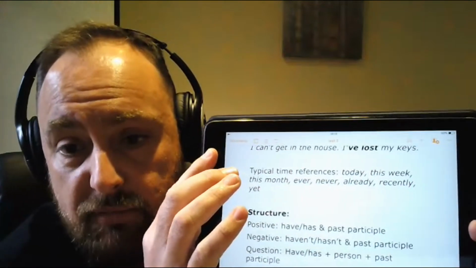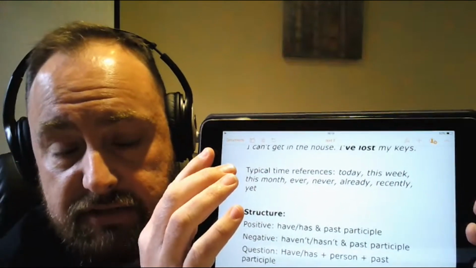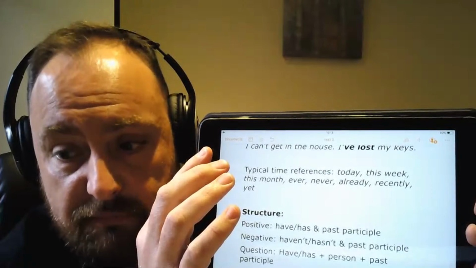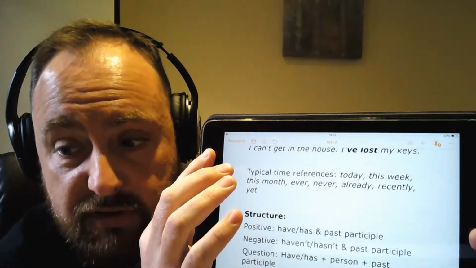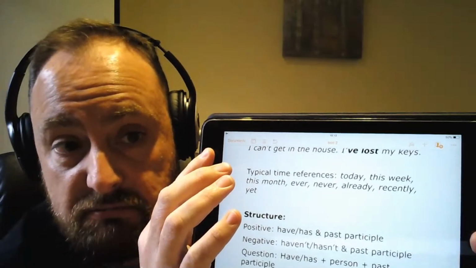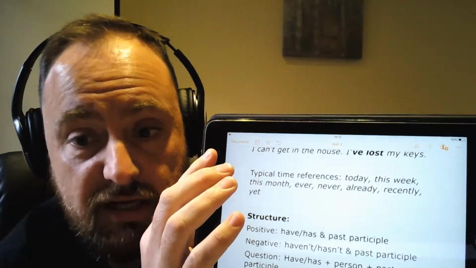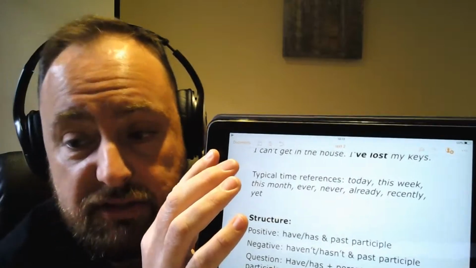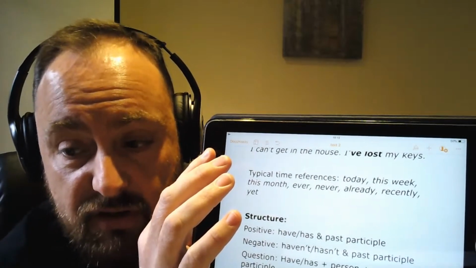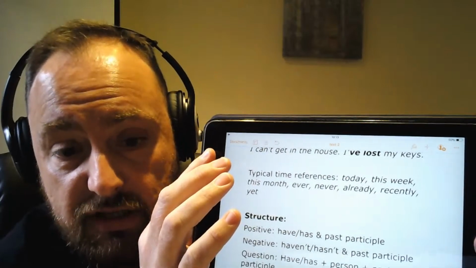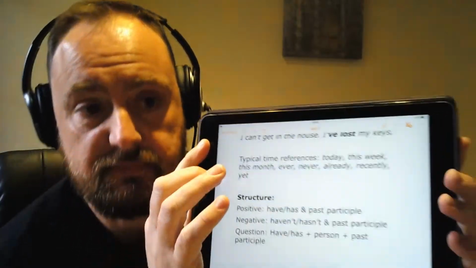So typical time references, these are important in these tenses as well because it helps us actually use them when we need to. So typical time references for present perfect are today. For example, you say, I've seen him today, this week, this month, ever, never, already, recently, or yet. Okay, so all of these are typical time references that we would use with present perfect.